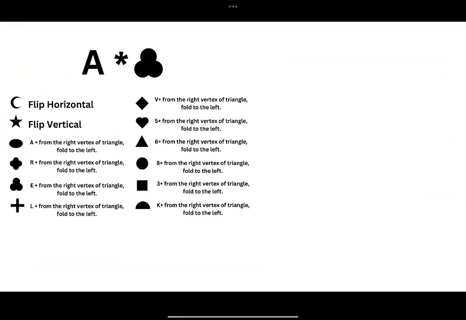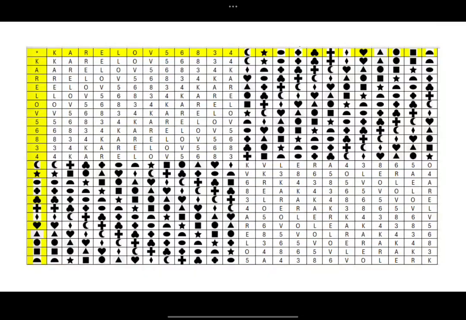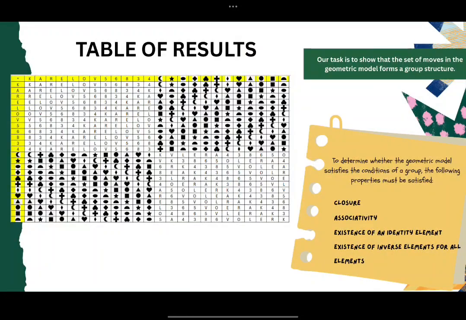Alright, so same goes with the other elements or the other movements. Just like here, A star quatrefoil, we just need to first do the movement for A before we proceed to the other command. So here is the final result of our table. As we can see, we already filled up the table. It is now complete. Now, it is our task to show the set of moves in the geometric model forms a group structure.